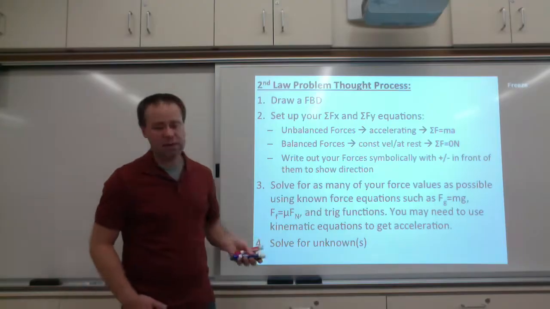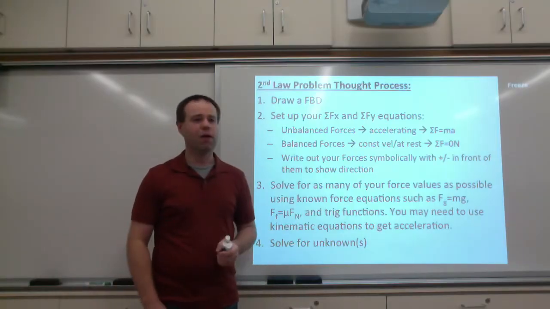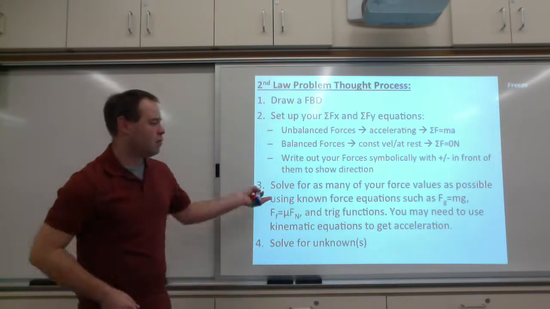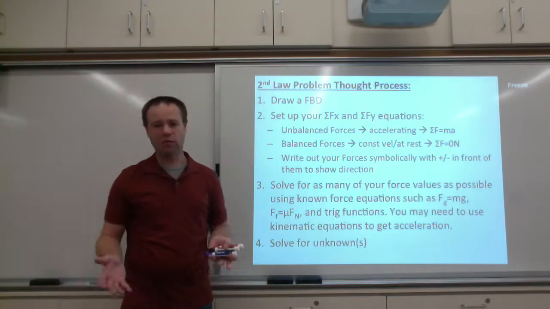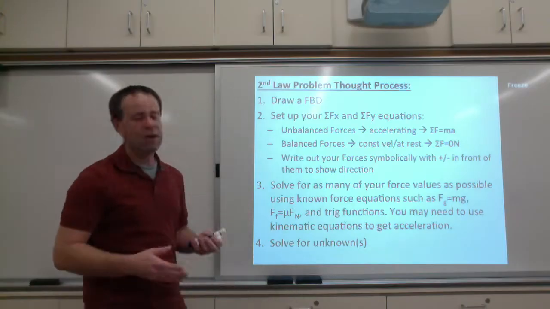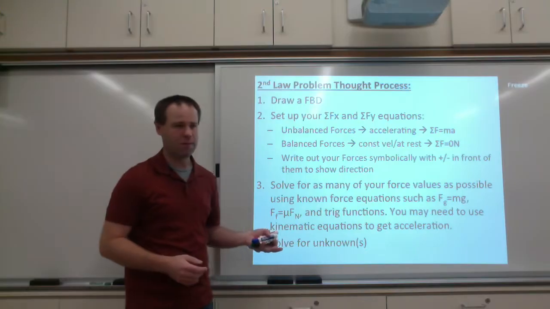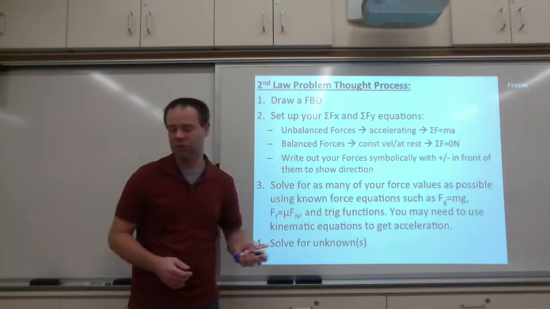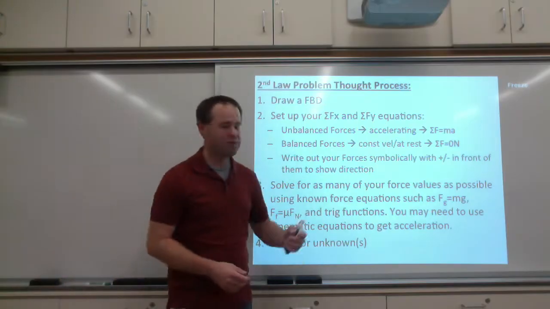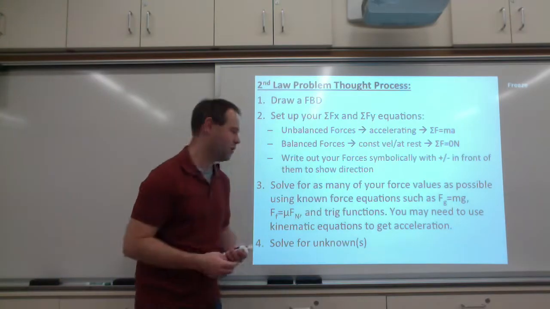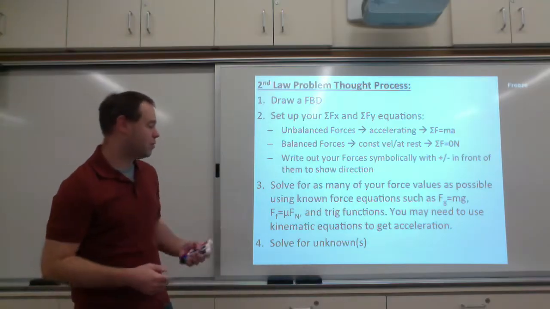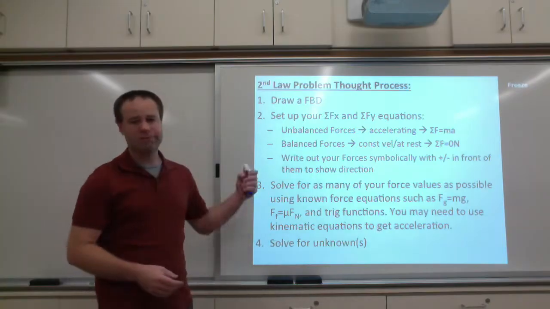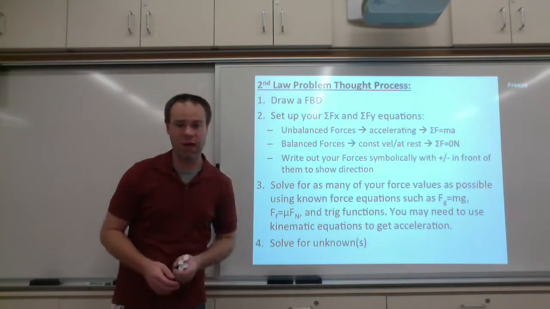Write out your forces symbolically with a plus or minus in front of them, depending on if they point in the positive or negative direction, vertically or horizontally. Then solve for as many of your force values as possible using force equations that we already know, like force gravity equals mass times the gravitational field strength, or force friction equals mu times force normal, or you could just use trig functions if a force is at an angle. You may also need to use kinematics equations to get acceleration if you're given those values. Finally, you solve for your unknowns. All right, let's take a look at a problem.